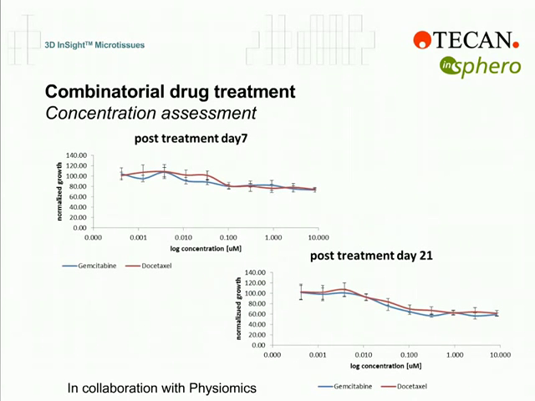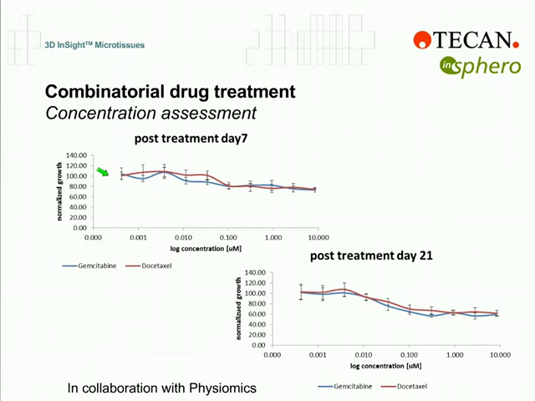What we have done initially is that we have assessed the concentration range which we would like to use for the combinatorial drug treatment, and this is shown in these two different graphs. So after 7 days, we haven't seen any impact of the compounds used in this study, gemcitabine and docetaxel. So you see here that even with high concentrations of 10 micromolar, we do not see any severe impact on the growth of these tissues.